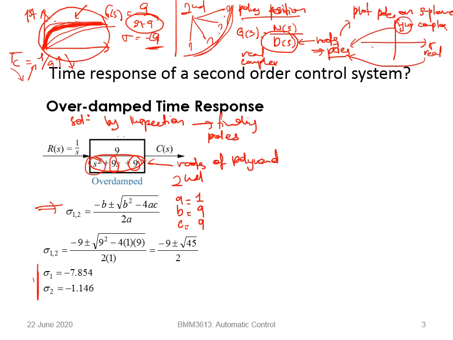So here are the two poles. We find two poles of the polynomial. The first pole is at minus 7.854, and the second pole is at minus 1.146. So now we have found the two poles.